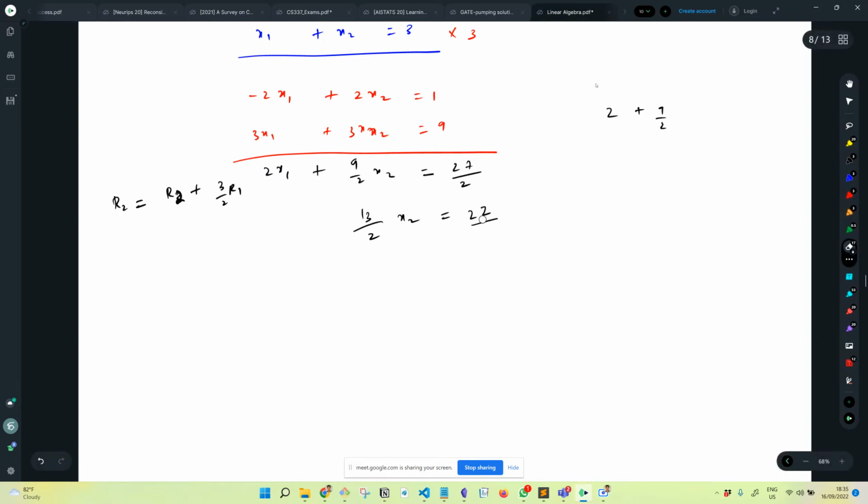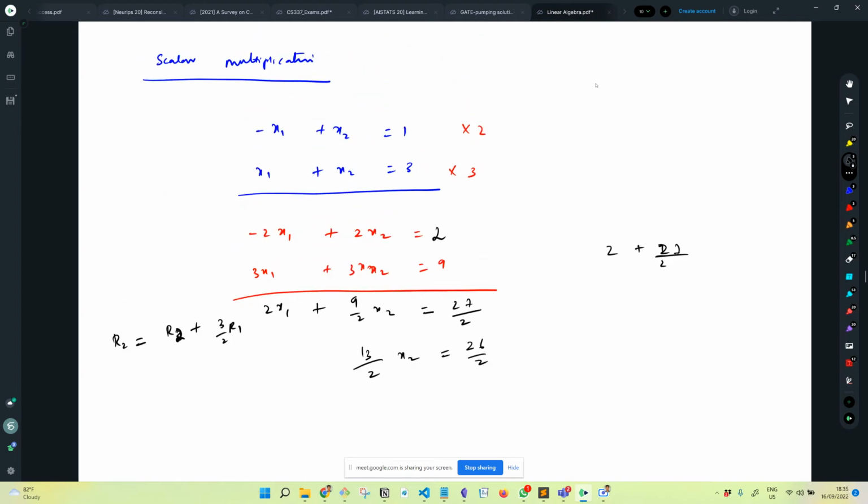I think I'm making a mistake somewhere. Right, right, right. This should also be 2. Then this will be 27 by 2. So 2 plus 27 by 2 will be 4. Oh, still it is wrong. I'm making a mistake somewhere. I think I should get 26 by 2 or something for x2 to be equal to 2. Yeah, let me just check it.